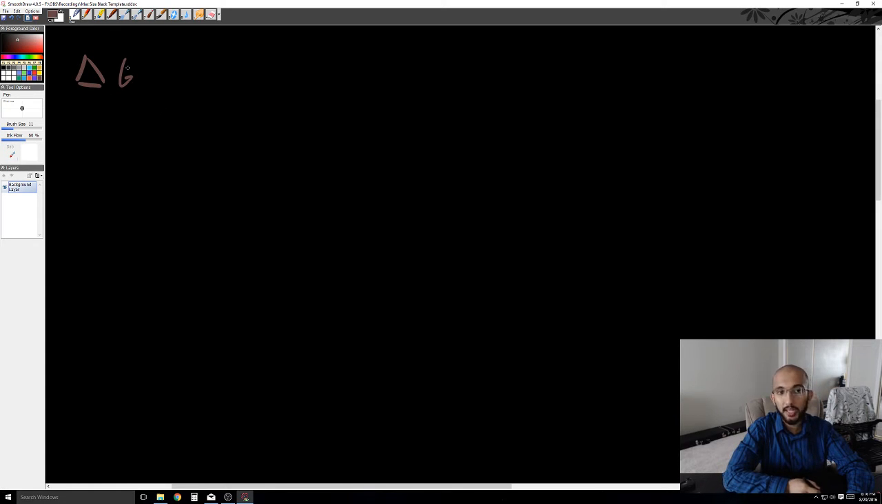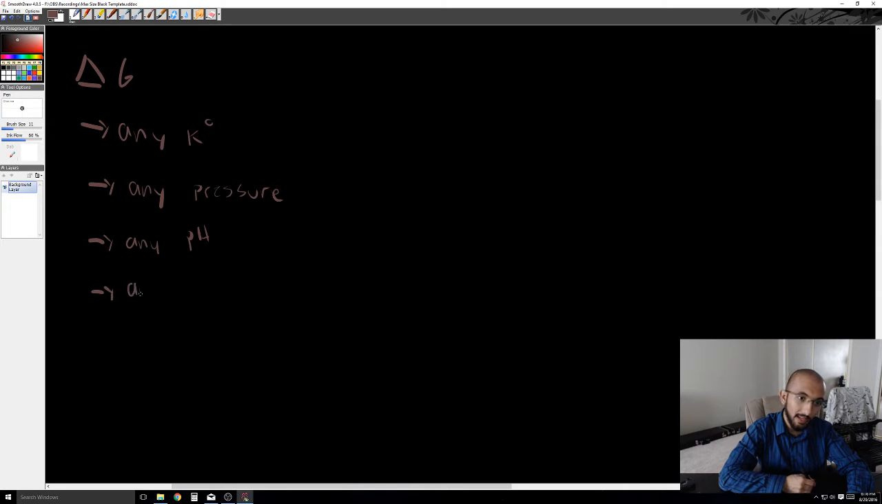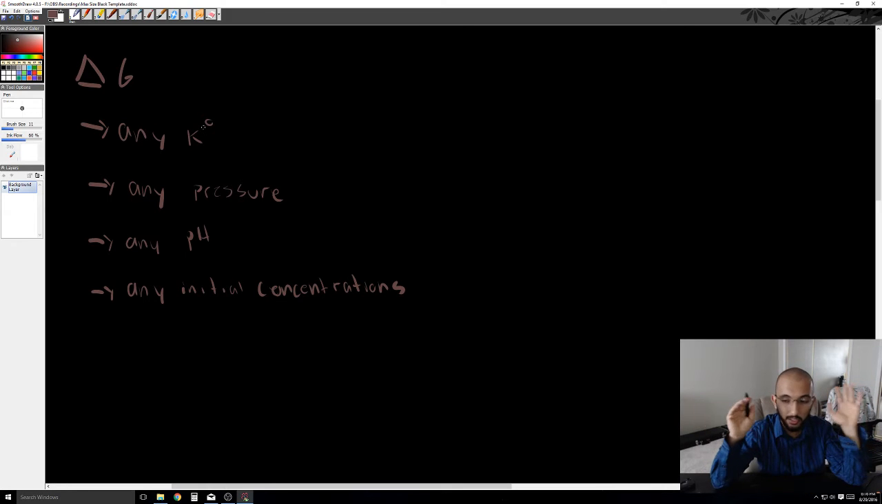And so if delta G is written just like this, just the way it is, this is any temperature, any pressure, and any pH, and any initial concentrations. So when you see delta G just like this, it's just referring to delta G anywhere, on Earth, on the moon, non-standard conditions, close to standard conditions, whatever. The other delta G's get a bit more specific.